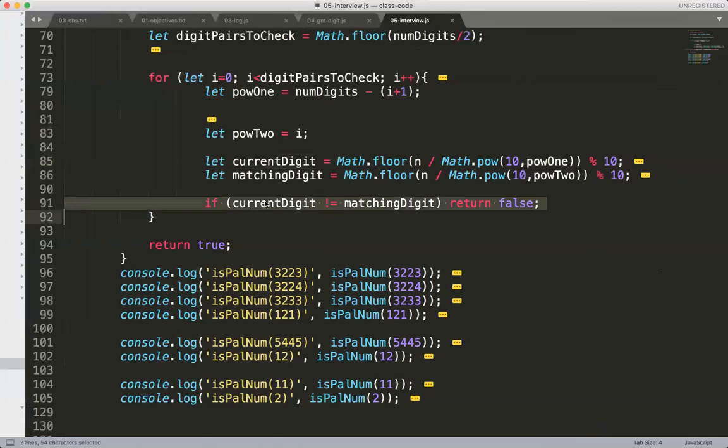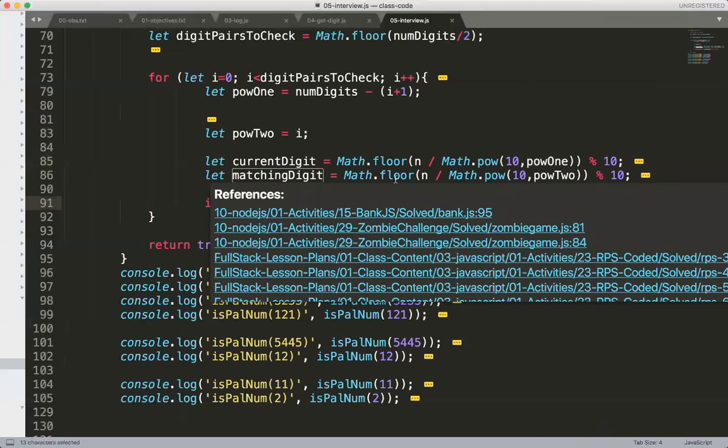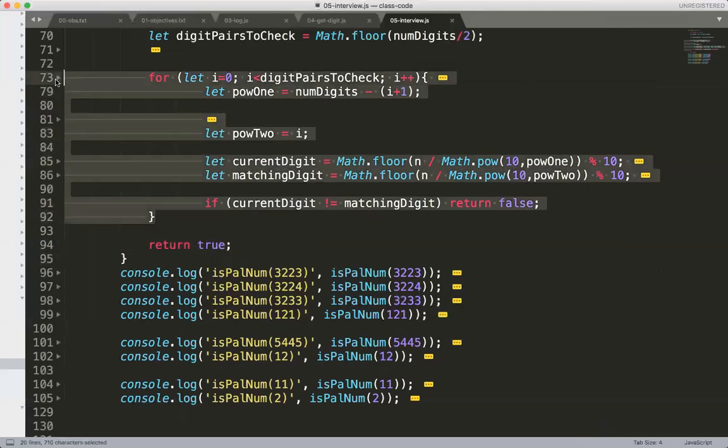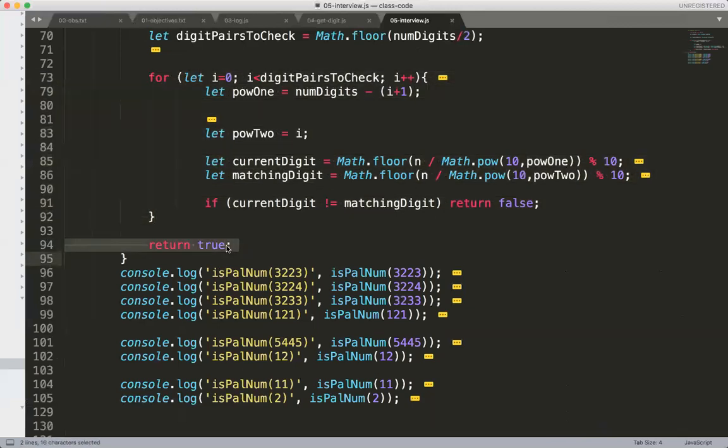And then all I did was check if the current digit does not equal the matching digit. If it equals the matching digit, I can't return true because we still have to check the insides. So I only care if they don't match. If they don't match, return false. Now, if it never returned false, then we can return true, but only after we did all of our checks. If we make all of our checks and they all matched, then we know it's a palindrome at that point.